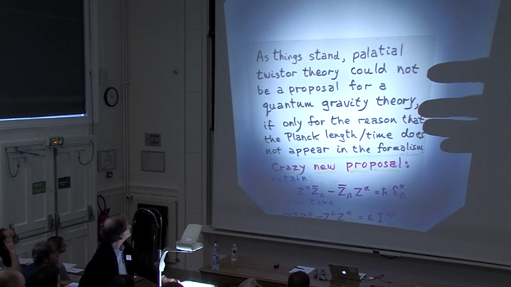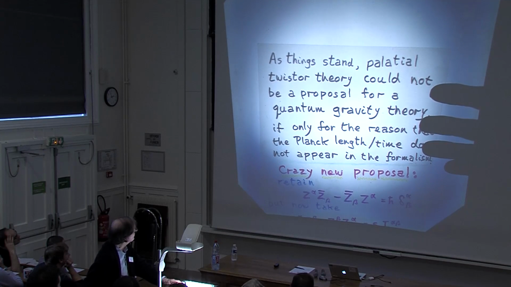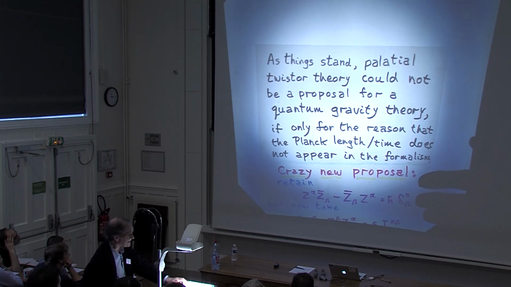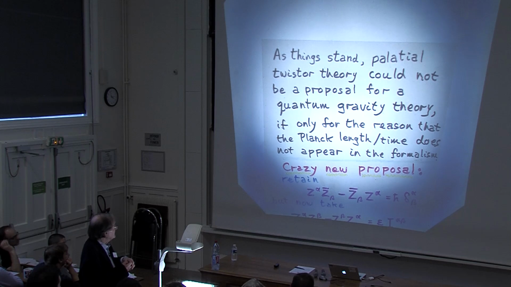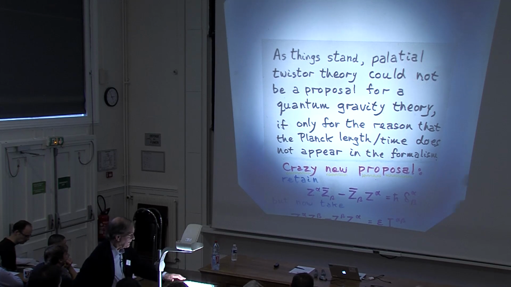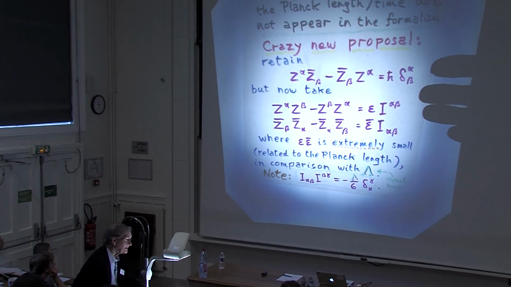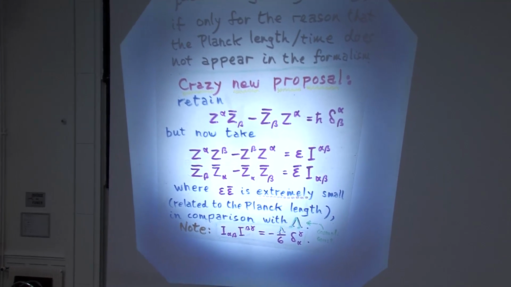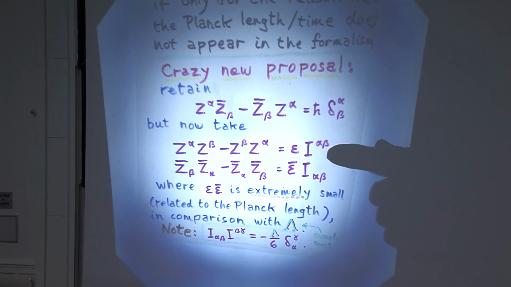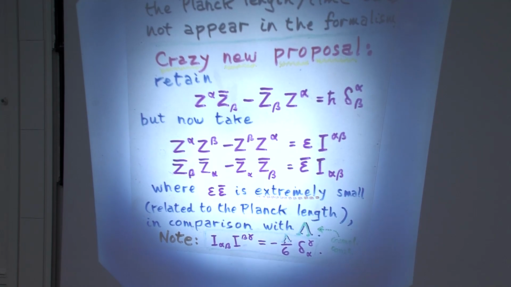As it stands, palatial twistor theory could not be a proposal for quantum gravity because, for a very simple reason, there is no role for the Planck length. So it's a quantum-ish formalism. You can probably do standard quantum theory in nice ways, but it's not quantum gravity, whatever that is. However, and this is something which I had actually thought about a long time ago, why don't you have a commutation relation between the z's? I remember thinking about this way back in the early days, when I didn't think there was a cosmological constant. And if this thing is singular, then you can do a simple transformation and get rid of it. So I thought, oh, it's not interesting.